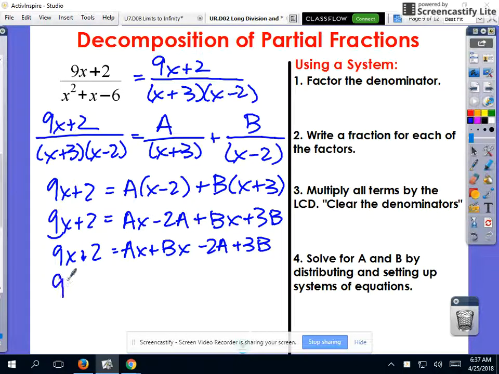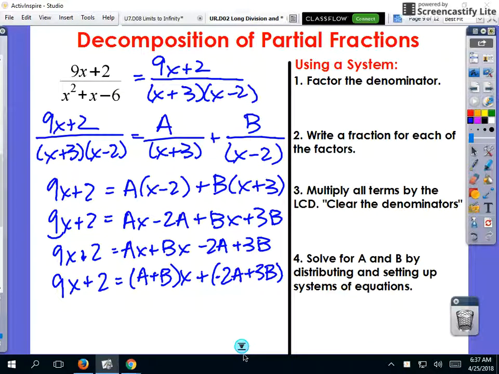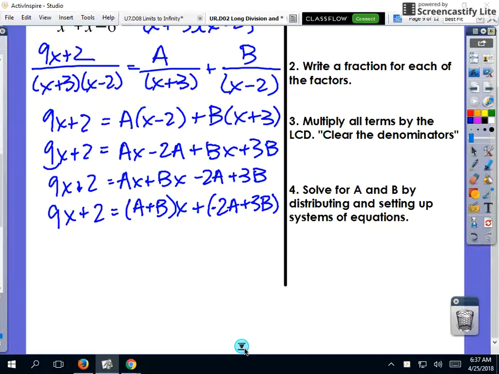Now I'm going to say, okay, I want a number times x plus another number. So the number is going to be a plus b, right? If I factor out the x. So 9 equals a plus b, and then this is the number that's being added. Because at some point I'm going to know what a and b are. That's what I want to find. So if I say 9 has to be a plus b, and 2 has to be negative 2a plus 3b, I have a system.